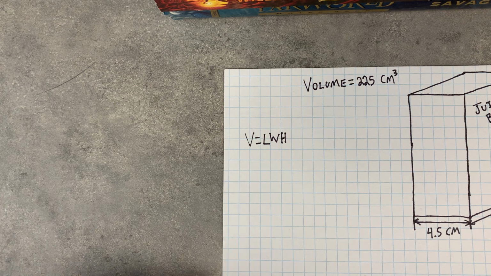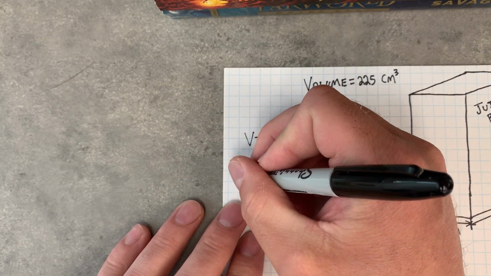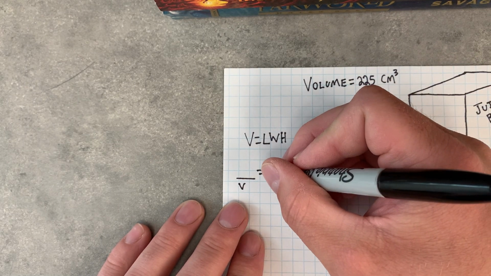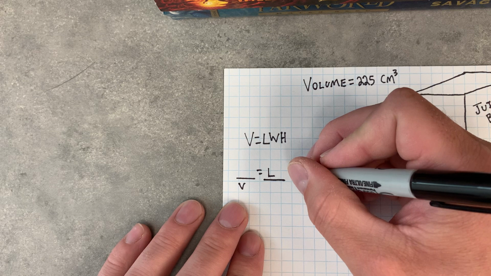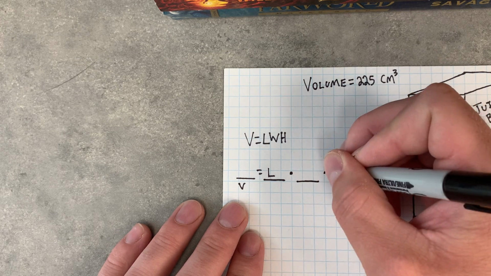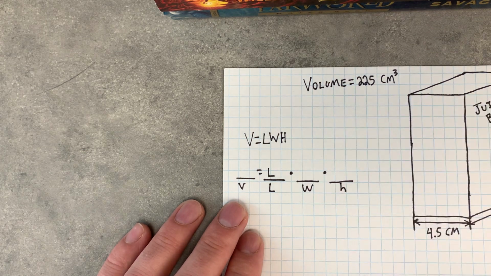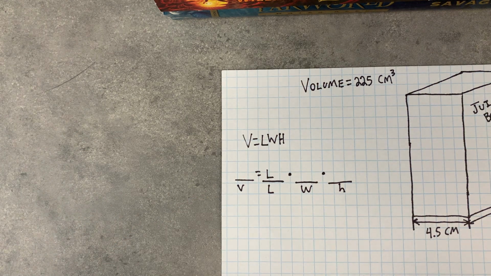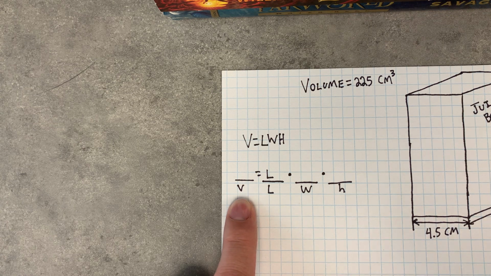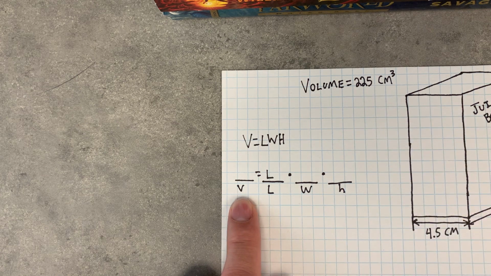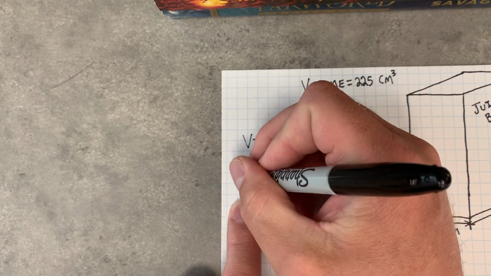So what I'm going to do is rewrite this. The volume equals the length times the width times the height. Let's fill in our equation if we have that variable's information. Do I know what the volume of this prism is? I do. It was given in the problem. The volume is 225 centimeters cubed. So I'm going to replace V with 225.